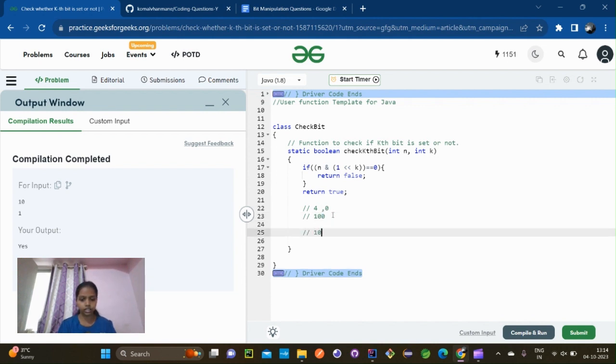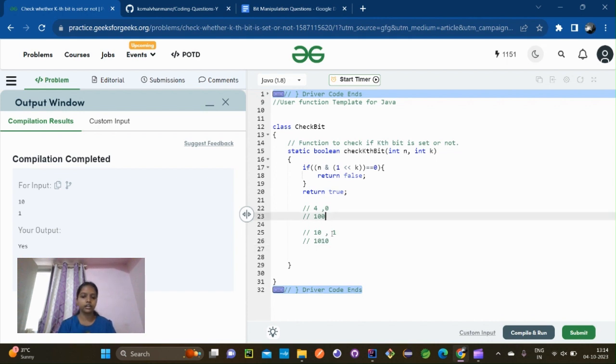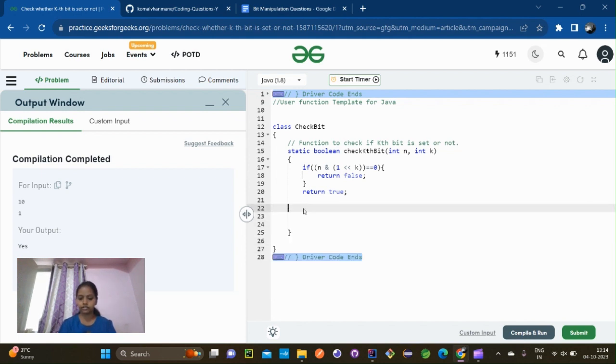And the next test case we checked with is 10 and 1. The binary representation of 10 will be 1010, so 8 plus 2 is 10. Okay, and at the first position, the first index, this is set, so we are getting the output as yes. Okay. So this is the first method we have seen.